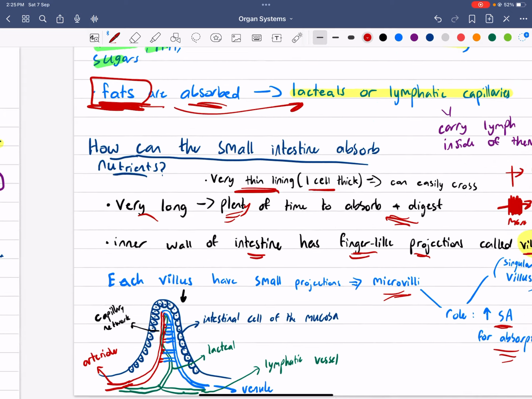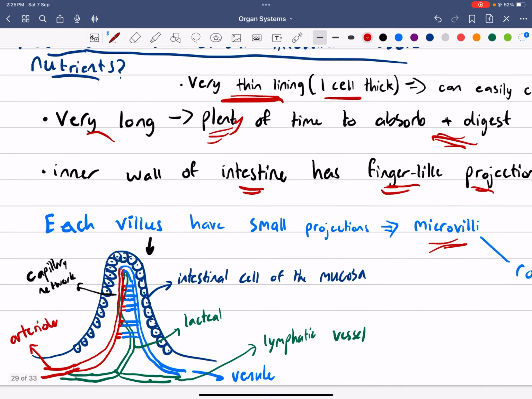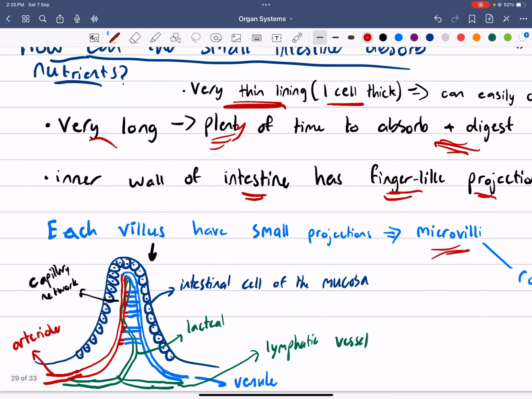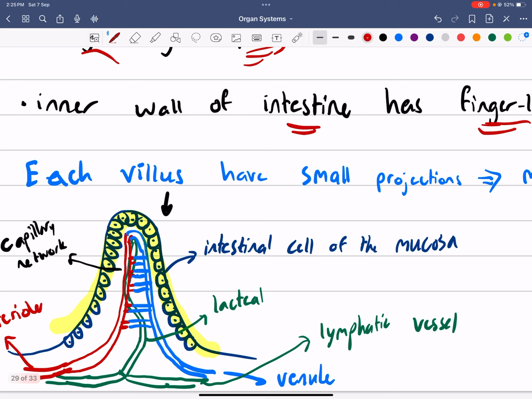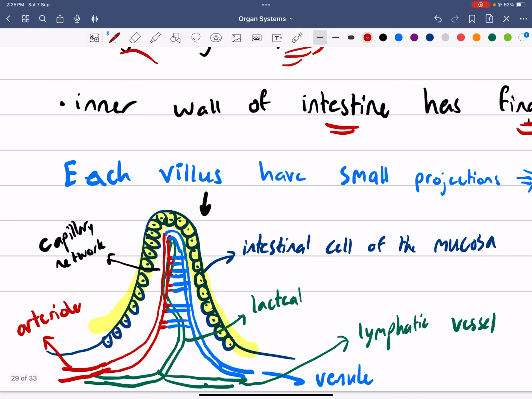Now this is the villus. I drew a small structure here. As you can see, this is the intestinal cell of the mucosa. That's the layer, okay? And then inside, what do we have? We have a capillary network, which is the red and the blue, and we have a lacteal, which is the green, okay? The red are usually arteries, so arterioles, and the blue are the venules, and the green is the lymphatic vessel. However, inside, we're going to call them the capillary network and a lacteal.